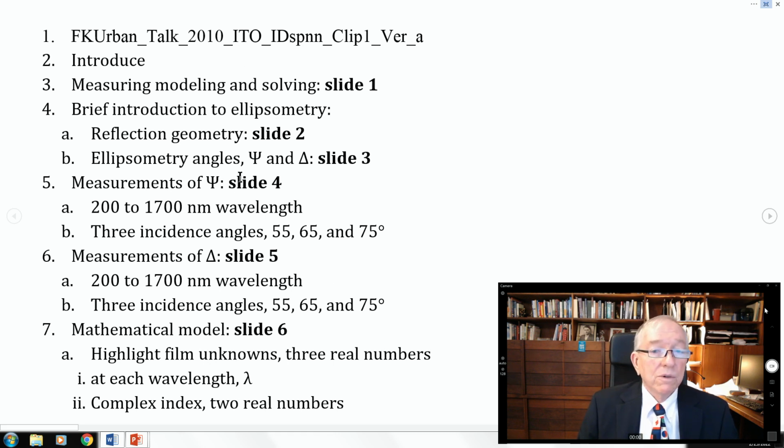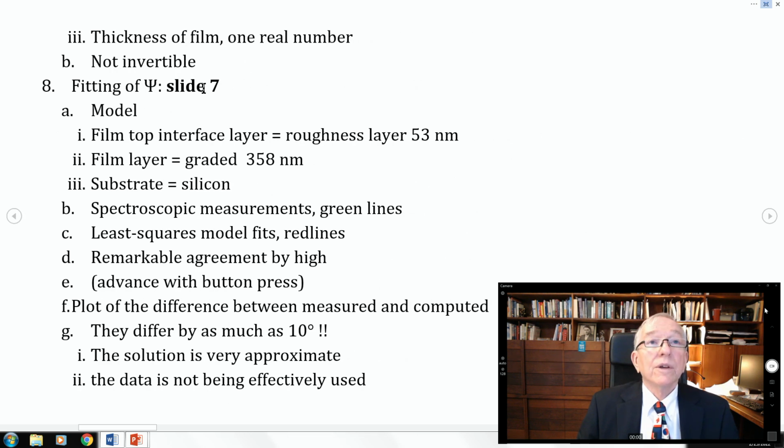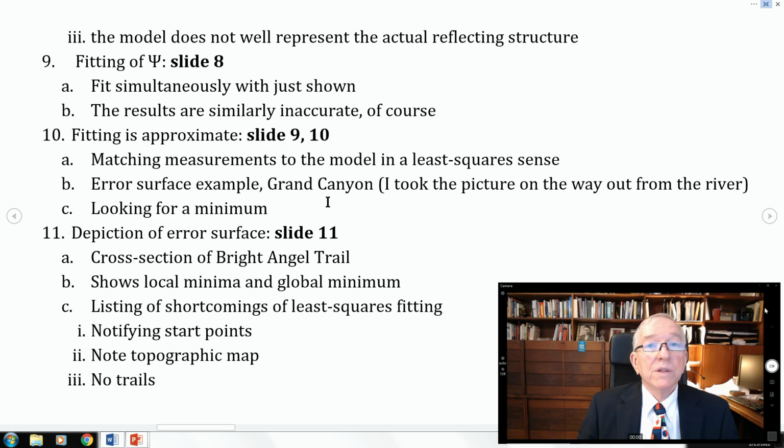So just to review what the slides covered one by one, and leave it up there long enough for you to write things down. We started off talking about the reflection geometry and ellipsometry in slides 2 and 4. I guess that should be 3. And then we had measurements of delta and psi, and looked at their squirrely look, and then we looked at fitting and using a graded layer and a roughness overlayer, and we ended up with a mean square error that was big.